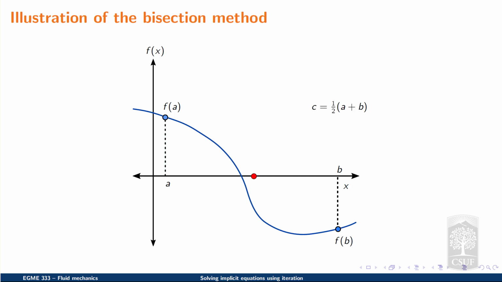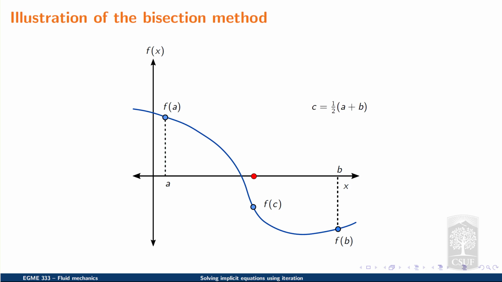First, we can compute the midpoint between a and b, and we set that value equal to c, shown here with the red point. Next, we can compute f of c and test whether or not f of c is a root.